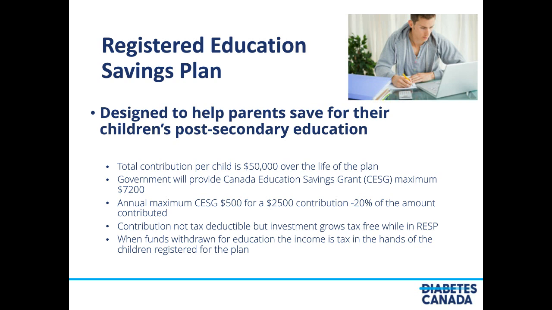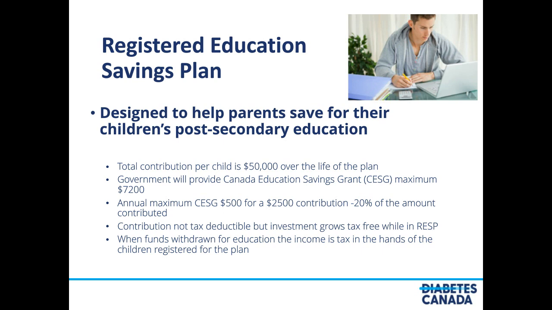Now, you can continue contributing up to the age of 31 for a child into your registered education savings plan. But the government will only provide Canada Education Savings Grants up to the age of 18. So it is best to set these up early and to put contributions in early, but also to put in contributions each year so that they can get you the maximum Canada Education Savings Grant.